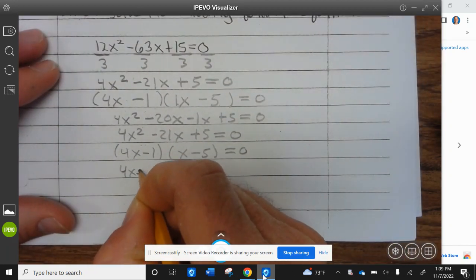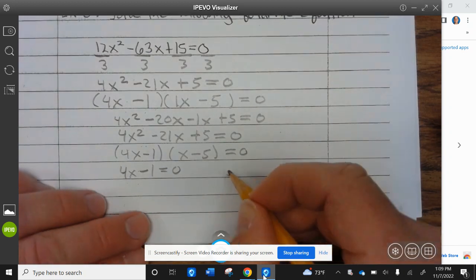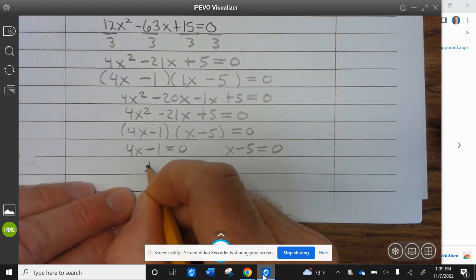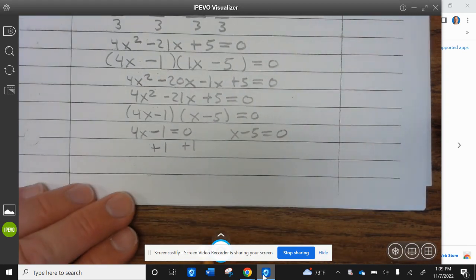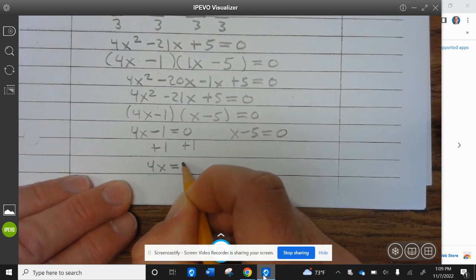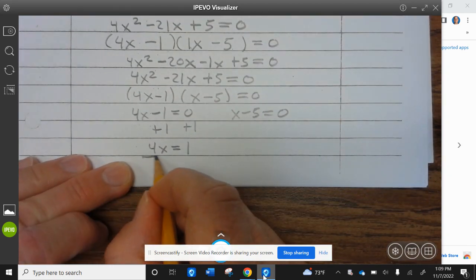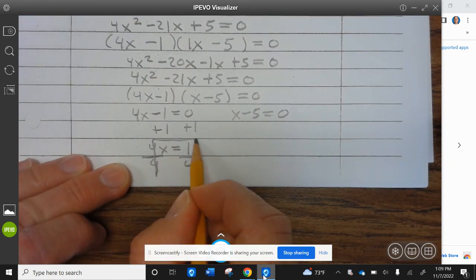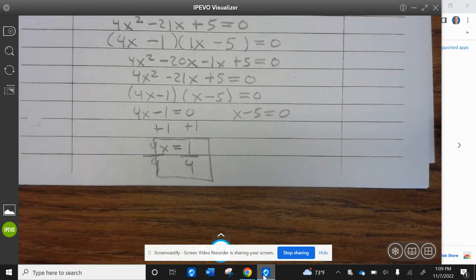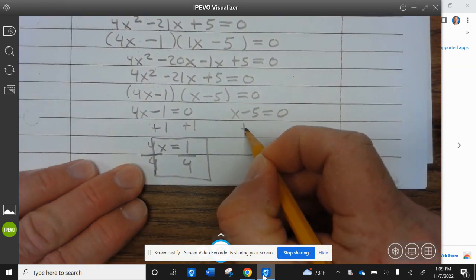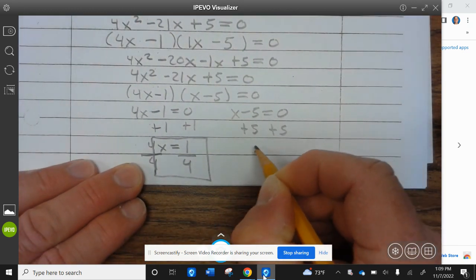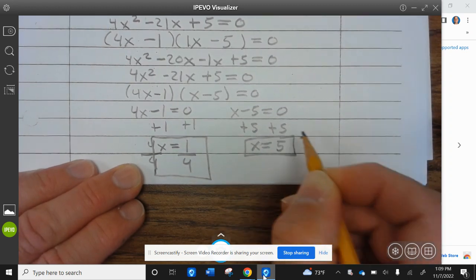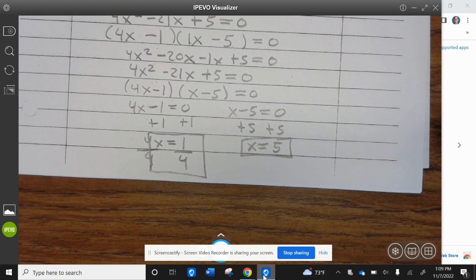So that's 4x minus 1 equal to 0 and x minus 5 equal to 0. Add 1 to both sides. You get 4x equals 1. Divide both sides by 4. This divides to become 1, so x equals 1/4. Add 5 to both sides. x equals 5. All right, go and finish up example 8.